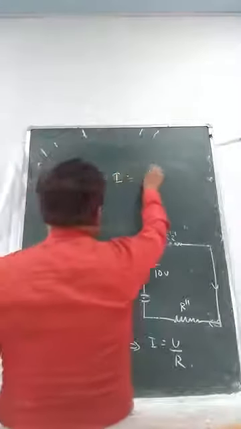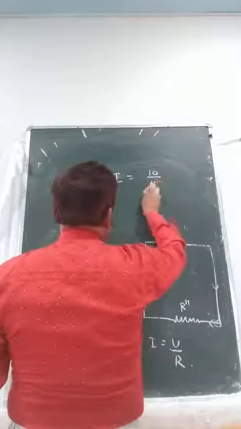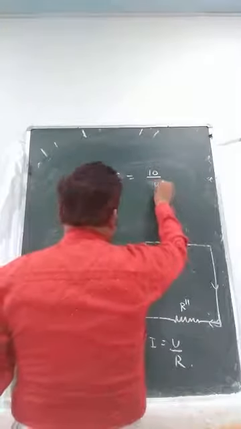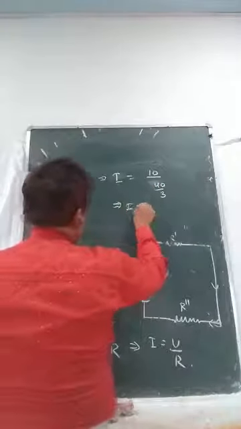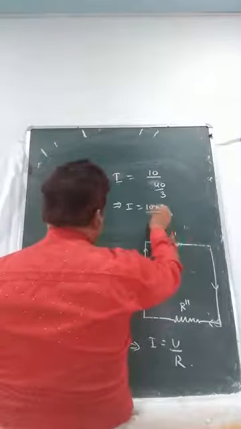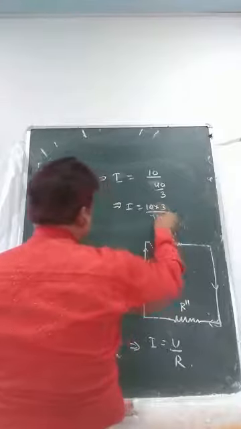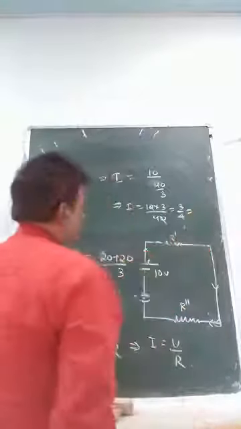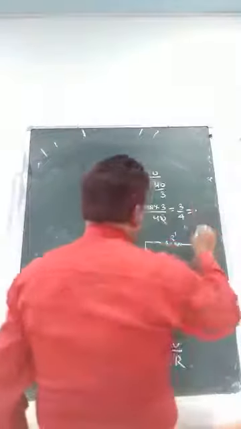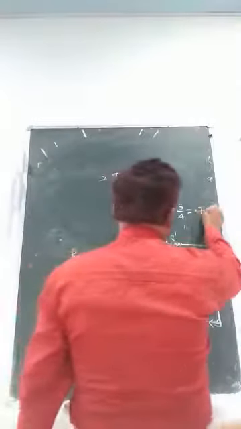I equals 10 by 20 by 3. Sorry, 40 by 3. So I equals 10 into 3 by 40. The 0 cancels, 3 by 4. Divide 3 by 4, it is 0.75 ampere.